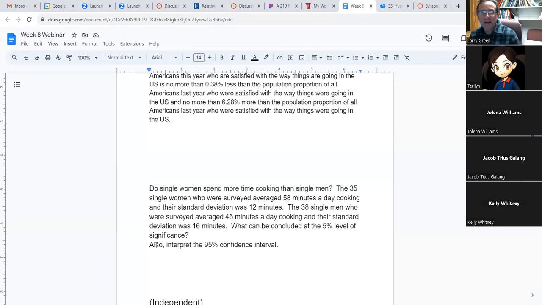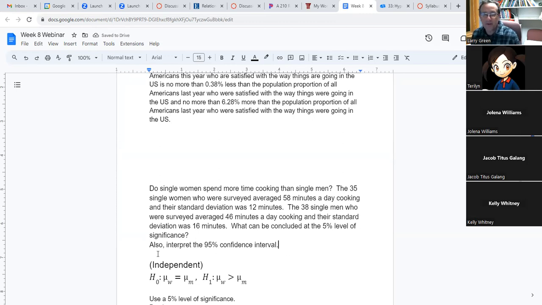What can be concluded at the 5% level of significance? Also interpret the 95% confidence interval. So one thing to note is that if you look at the 35 women and the 38 men, the first woman and the first man, they're not together or anything. It's just a bunch of women and a bunch of men. Does that make sense? They're independent of each other. So this is independent data, and that's really important.